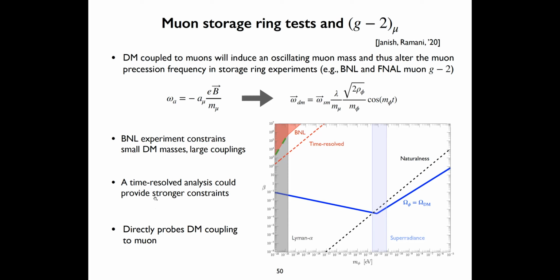A time-resolved analysis would be even better, so you could detect specific time variations due to the oscillating dark matter field. And again, this probes the dark matter coupling to the muon. It's not quite strong enough to get down into the interesting region from relic density, but it is still an interesting experimental probe.